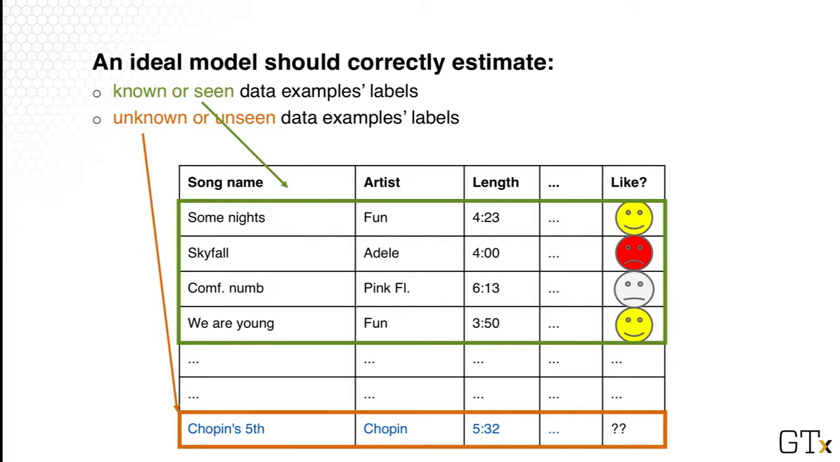In any classification problem, what we want is for the model to generalize to data that we have not seen. So that means when we build a model using known or seen data, we want the same model to work well for unknown or unseen data.